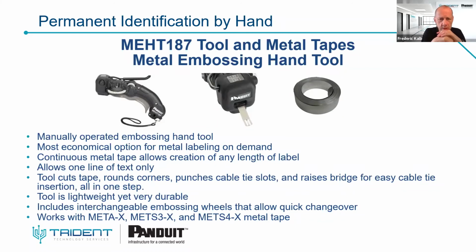I know a certain number of customers using this solution, especially in oil and gas, in the chemicals, in maintenance, where they make a smaller number of labels, of plates, and they are using this kind of solution. So PES 400, if you have medium to high volumes, MEHT 187 when it comes to small permanent identification needs.